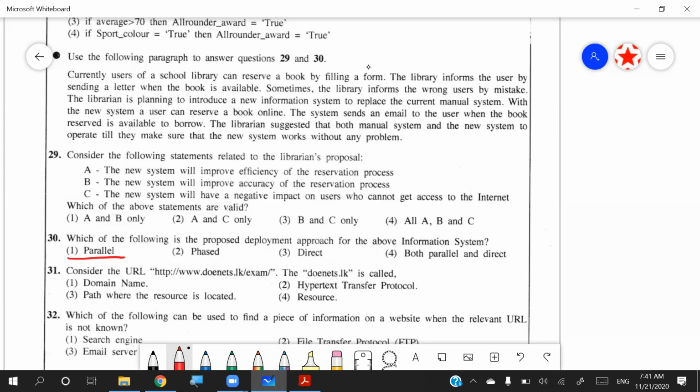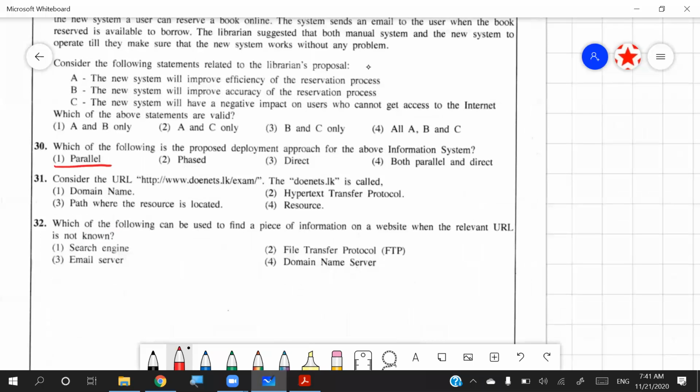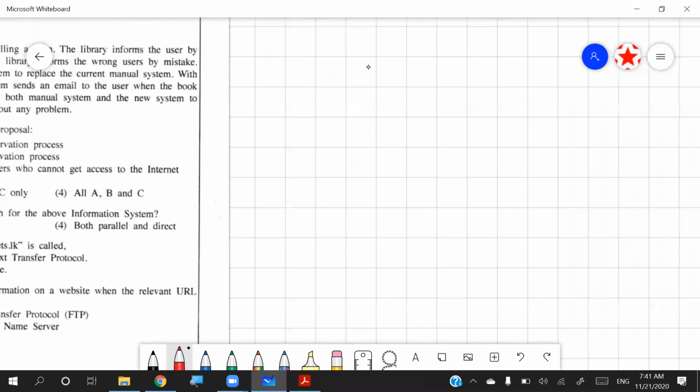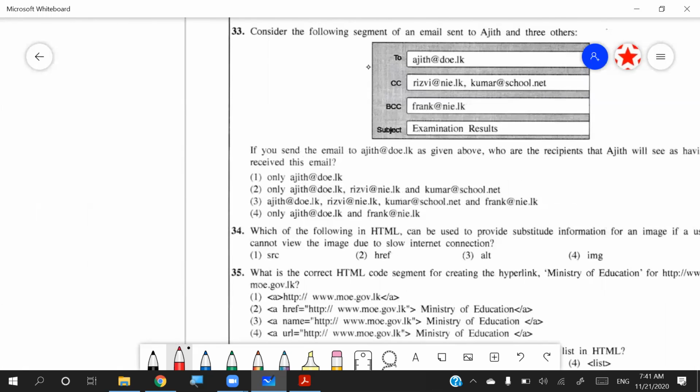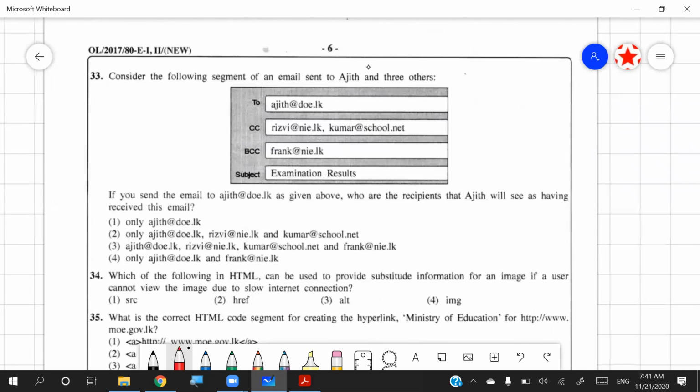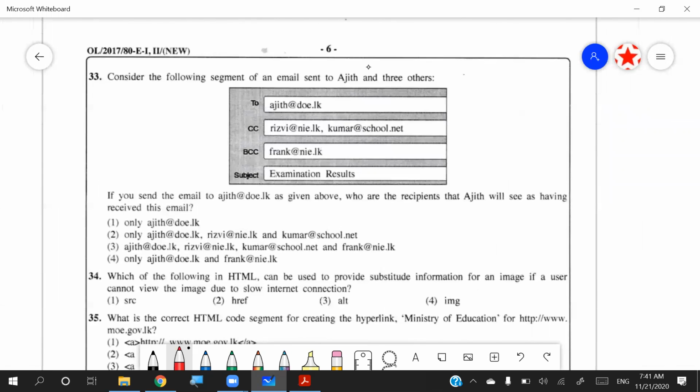Right. So moving forward, 33rd. Yeah, in the 33rd, this is regarding the email, right? We'll refresh our knowledge with this as well. So it says To, CC, BCC, right?